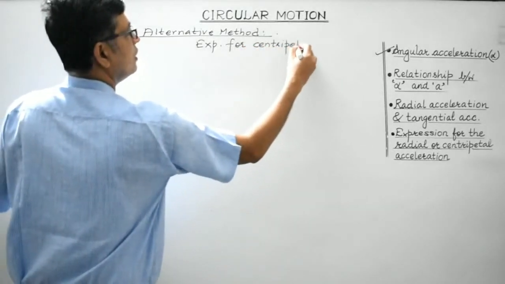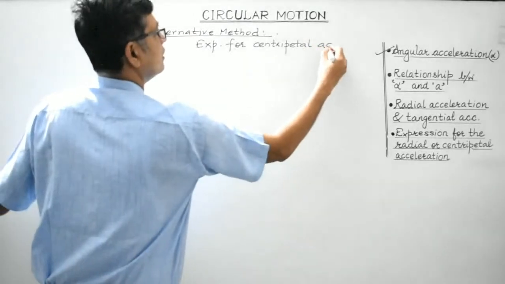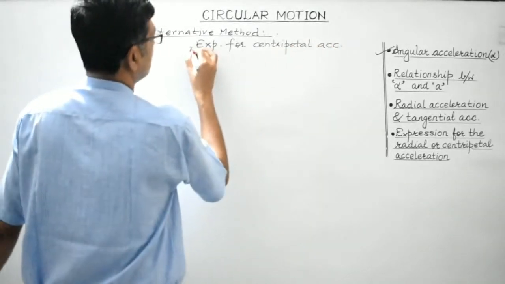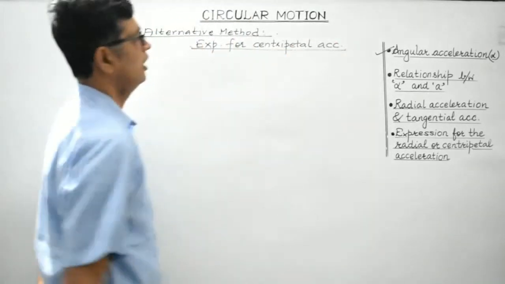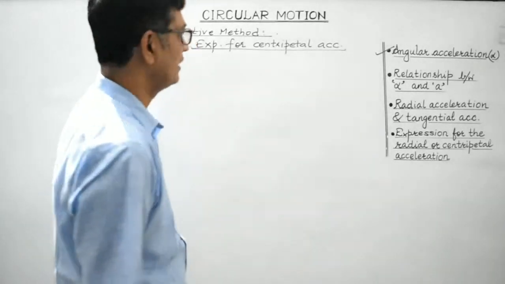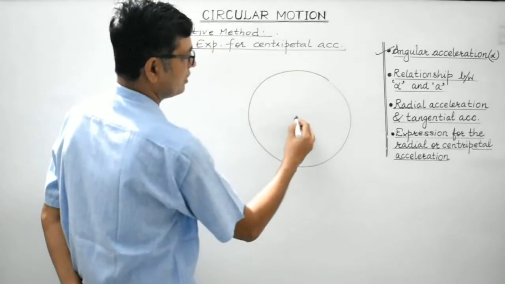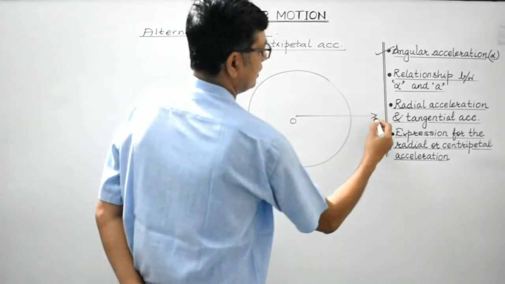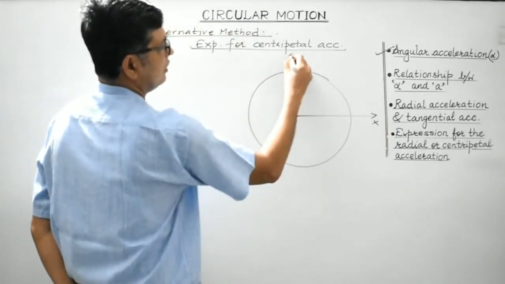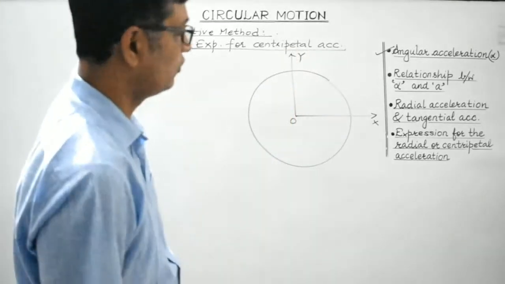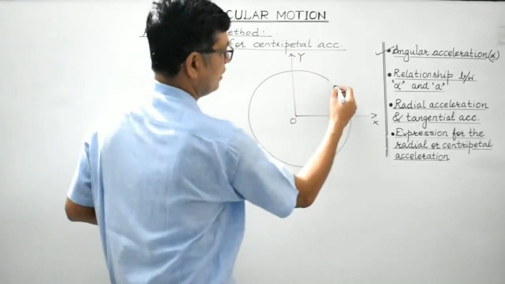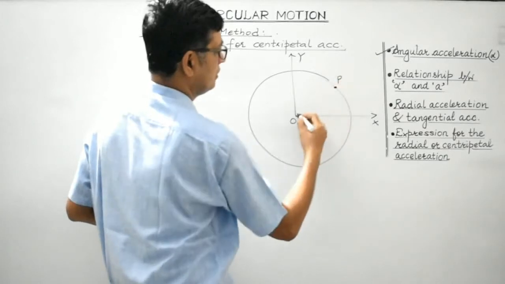Expression for centripetal acceleration. I'll be making use of the calculus method. Suppose, students, this is the case which we have considered. This is the center, this is the x-axis, and this is the y-axis. Right, students? Okay. This is any arbitrary point P.